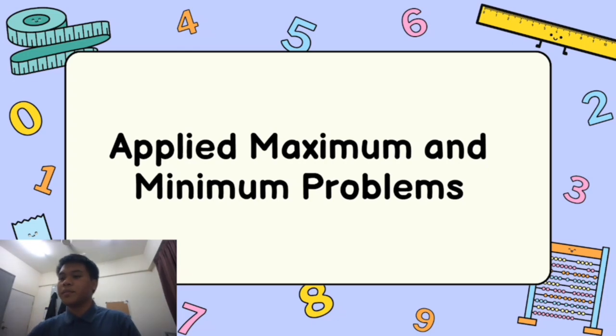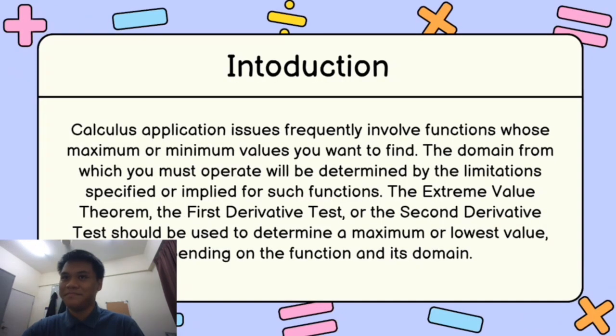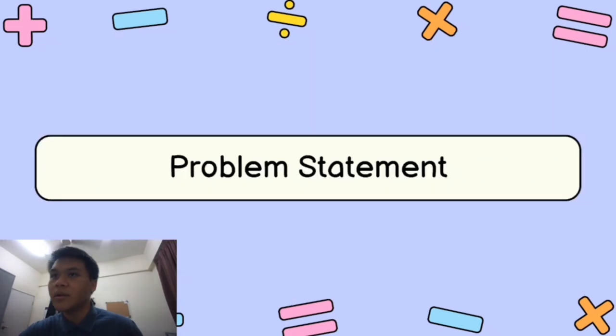Now let's get to our topic: applied maximum and minimum problems. Calculus application issues frequently involve functions whose maximum or minimum value you want to find. The domain from which you must operate will be determined by the limitation specified or implied for such a function. The extreme value theorem, the first derivative test, or the second derivative test should be used to determine the maximum or lowest value depending on the function and its domain.